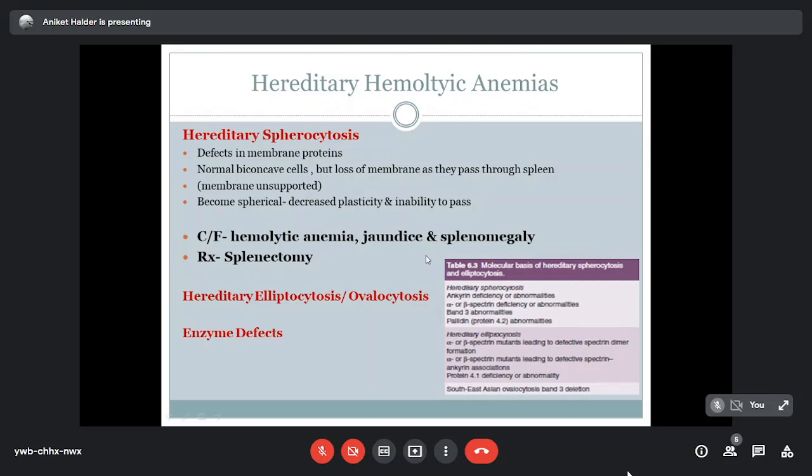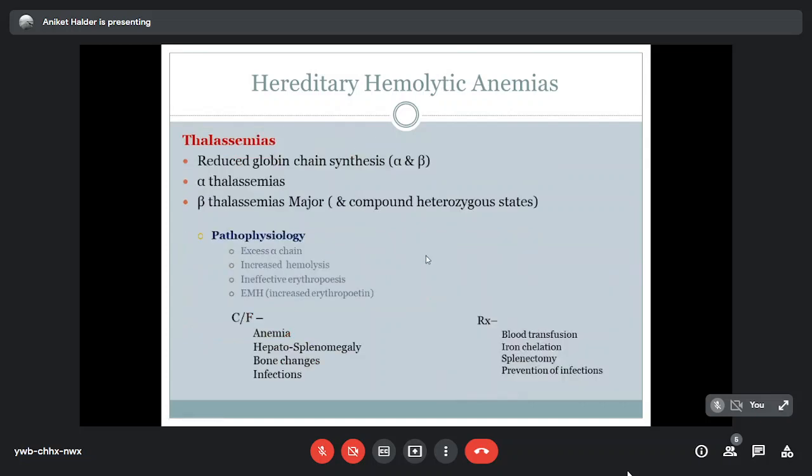The treatment will be splenectomy in severe cases, although in most cases there can be mild to moderate anemias which can be compensated. And other defects are hereditary elliptocytosis or ovalocytosis, and the different enzyme defects, like G6PD deficiency or pyruvate kinase deficiency.